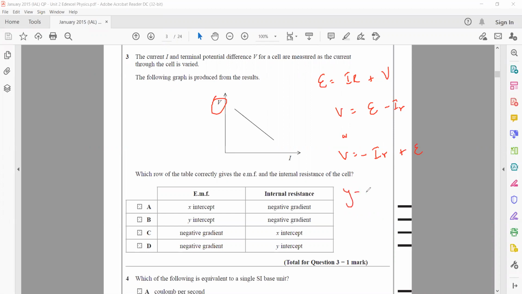So when we compare with the equation of a straight line, y equals mx plus c, on the y-axis we have voltage and on the x-axis we have current. So our gradient will be minus R, the negative internal resistance. So internal resistance is a negative gradient, and the y-intercept will be the EMF. When it intersects the y-axis, EMF is the y-intercept and internal resistance is the negative gradient. So B is the right answer.